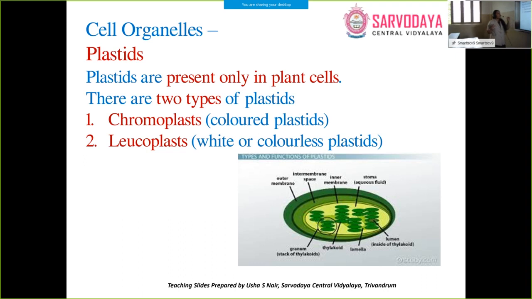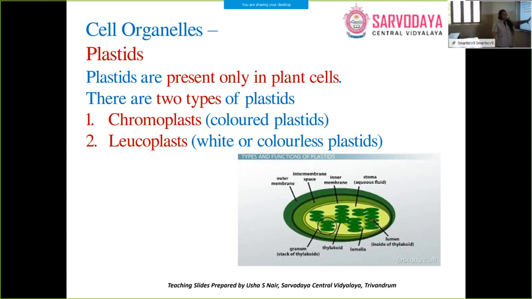Now, the next is leucoplasts, white or colorless plastids. So here there are two types of plastids: one, the chromoplasts, the colored plastids, and two, the leucoplasts, the white or colorless plastids.